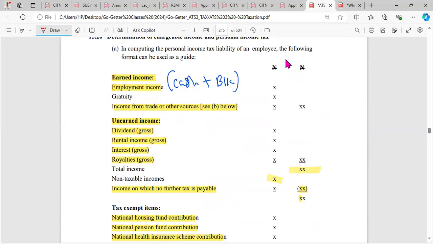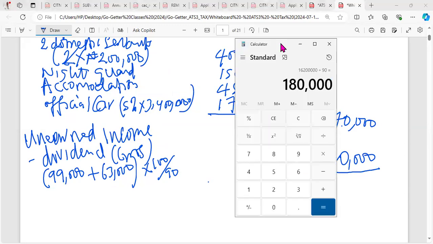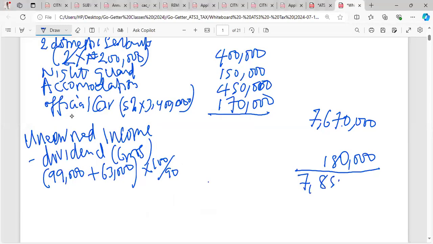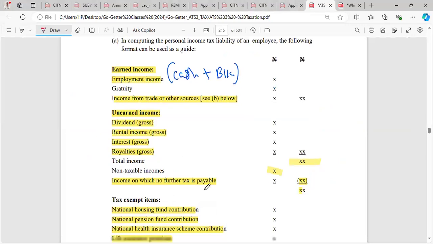So let's do that. But before we do that, let's sum this up to become total income. We have 180 here already. Let me just add. We also have 7,670. Let's add the 180 to it. That gives us 7,850,000. So I'll write 7,850,000.